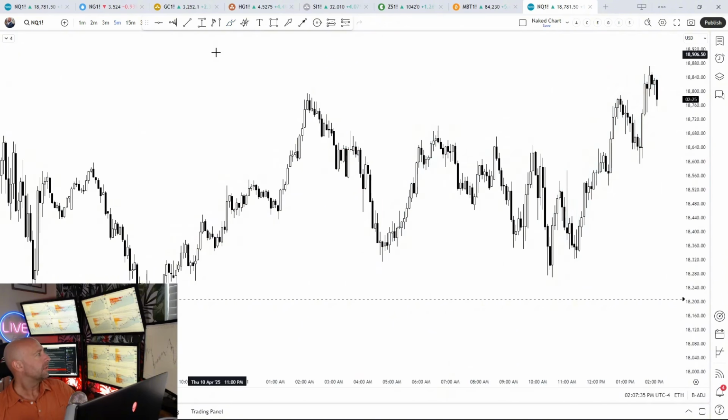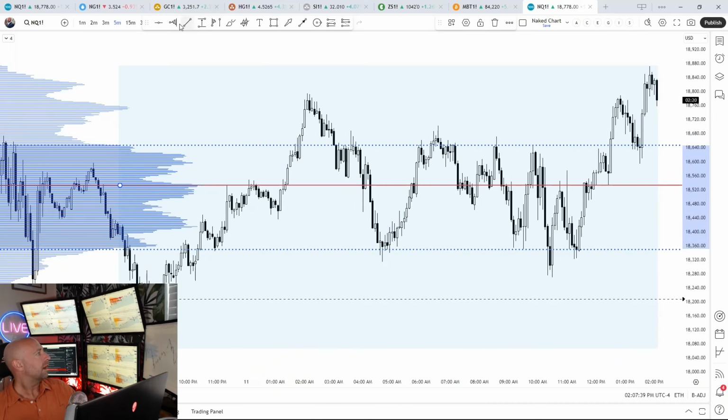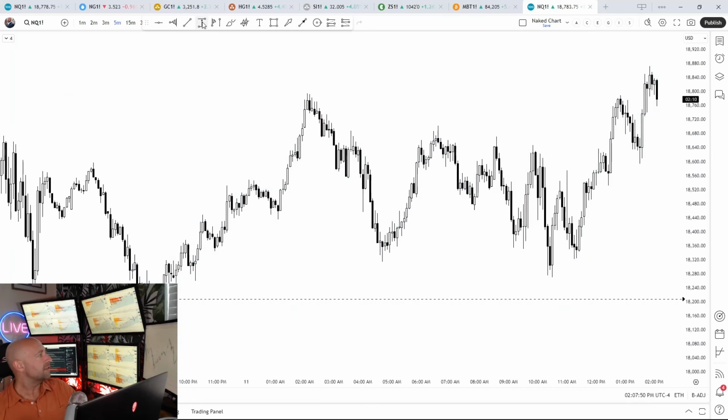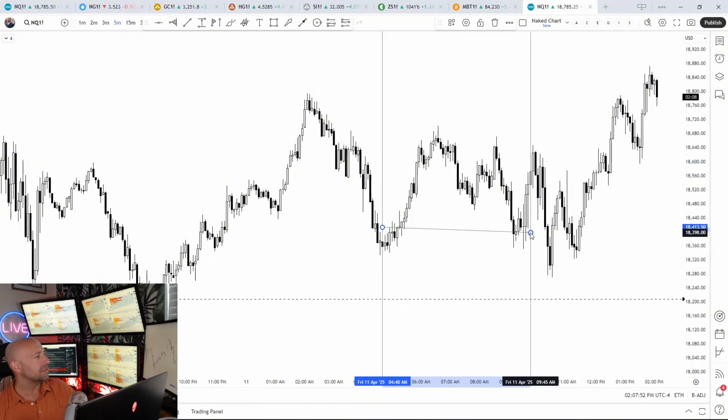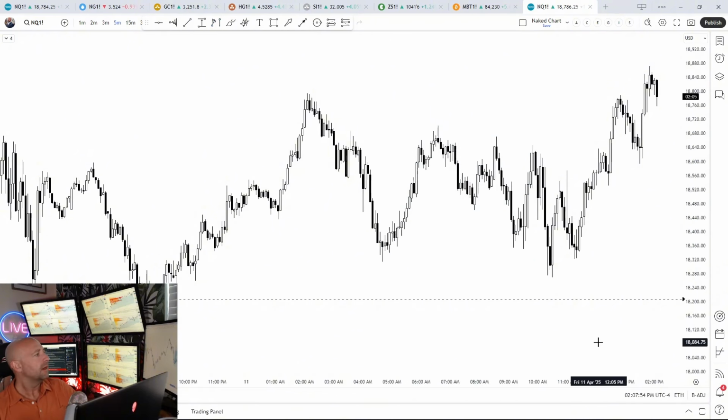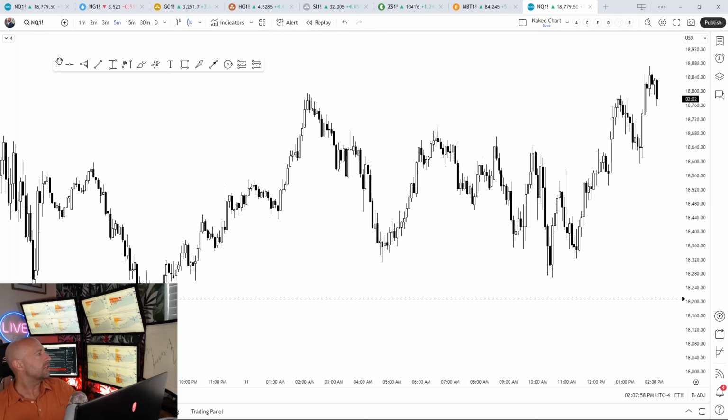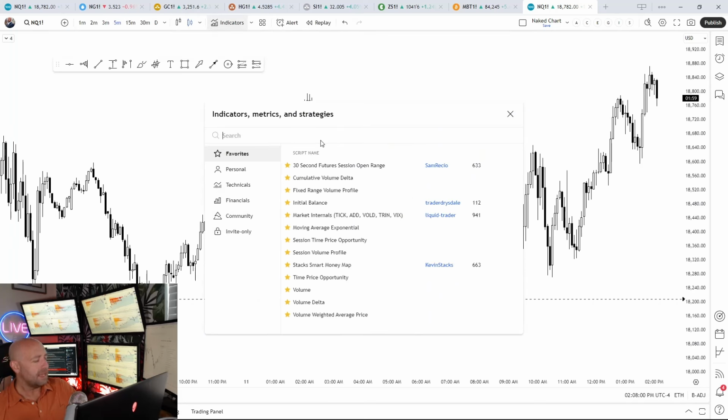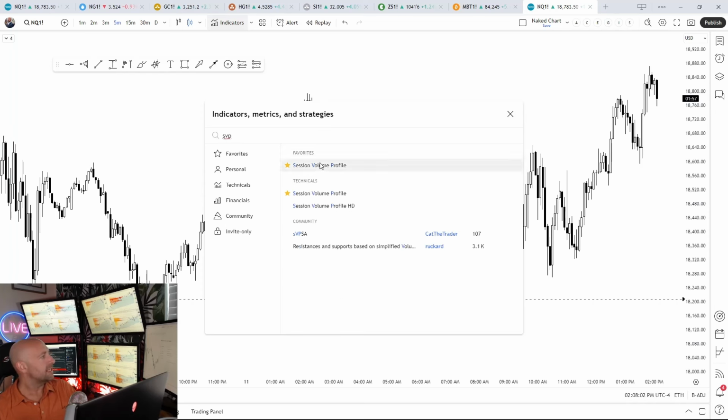Okay, so let's drop that again. I'm using the drawing tool. This is an anchored volume profile, and I can drop it anywhere on my chart I want it to start, and it will continuously give me data. There's a ranged version if I just want to see what it's doing in a specific previous range of time on the distribution. And then in the indicator section, there's the SVP, which is the session volume profile.